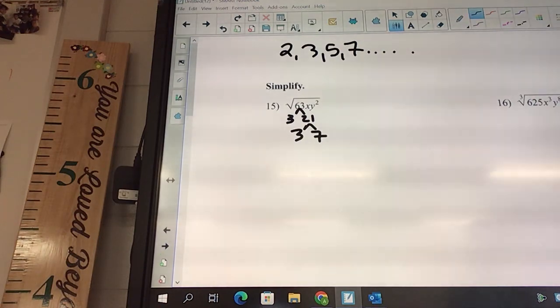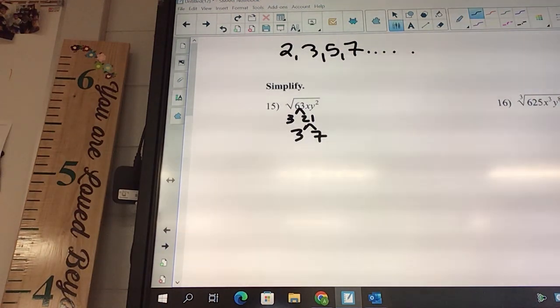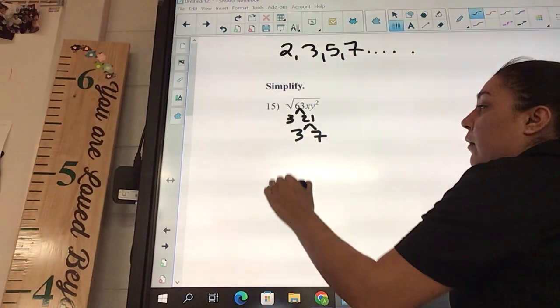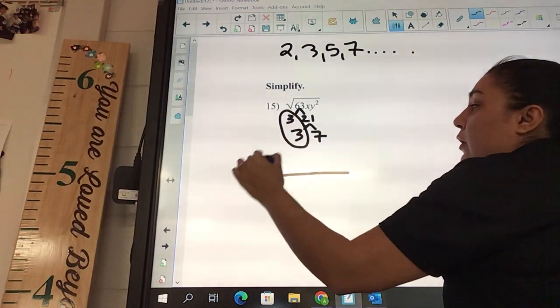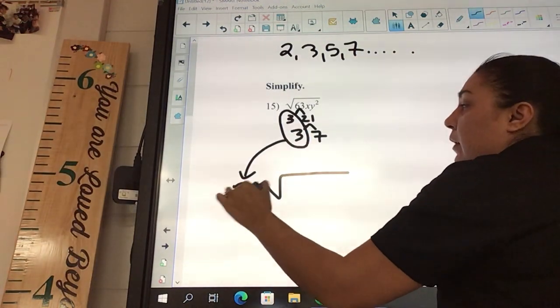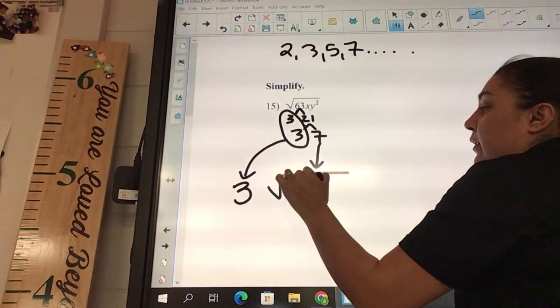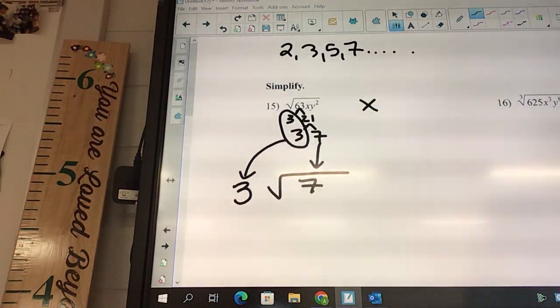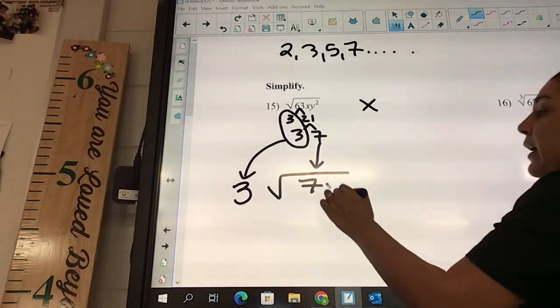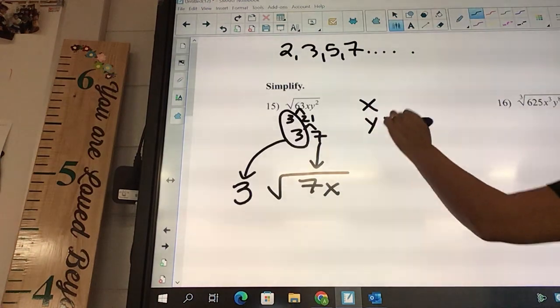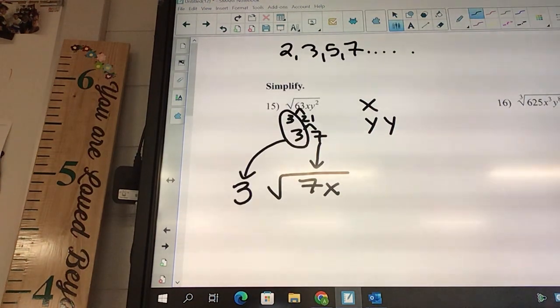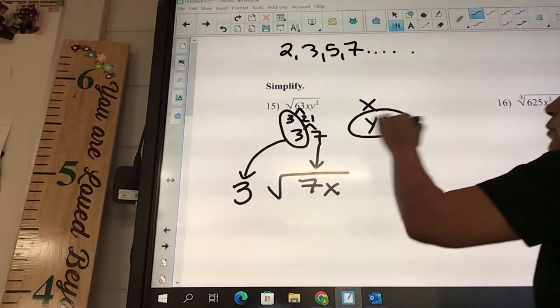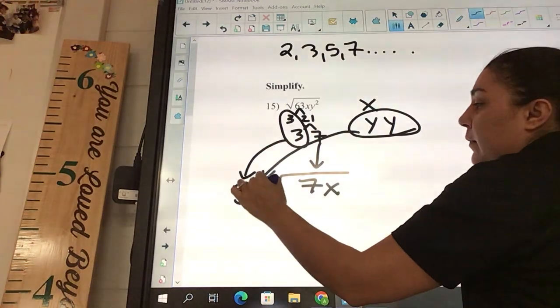So in this case, what is our group number? 2. So who can go? The group of 3s, and they're going to go on the outside. And then the 7 is going to go back on the inside. How many x's do I have? 1. So can he go? No, so put him back. Then I have 2 y's. That goes on the outside. One group can go on the outside.